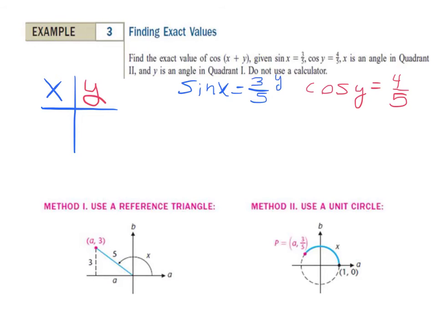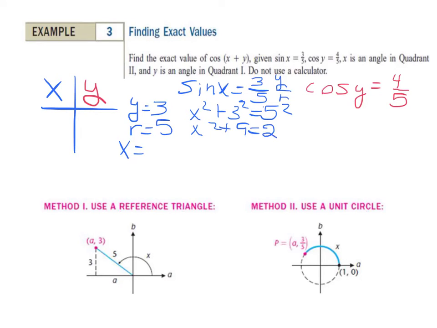Okay, so here's what we have. Sine of x is y over r. So we've got y equals 3, we've got r equals 5, so therefore x squared plus 3 squared equals 5 squared. So x squared plus 9 equals 25. So we've got x squared equals 25 minus 9 is 16, and the square root of 16 is 4, plus or minus. Remember, we're in quadrant 2, so it's going to be negative 4. That gives me my values there.